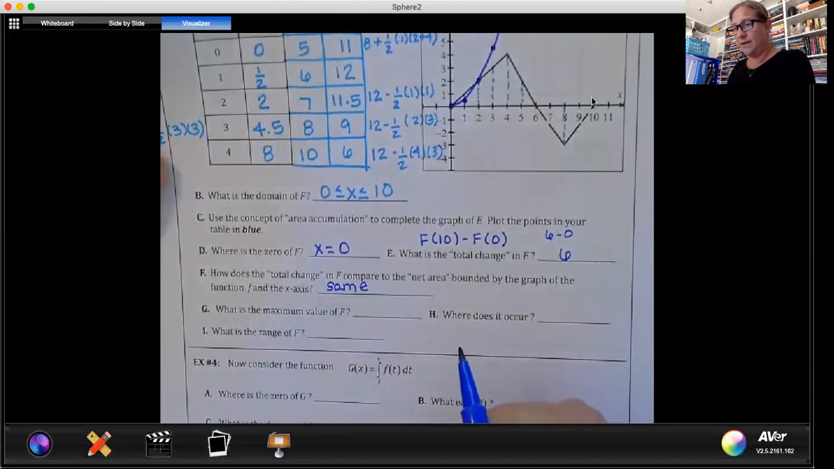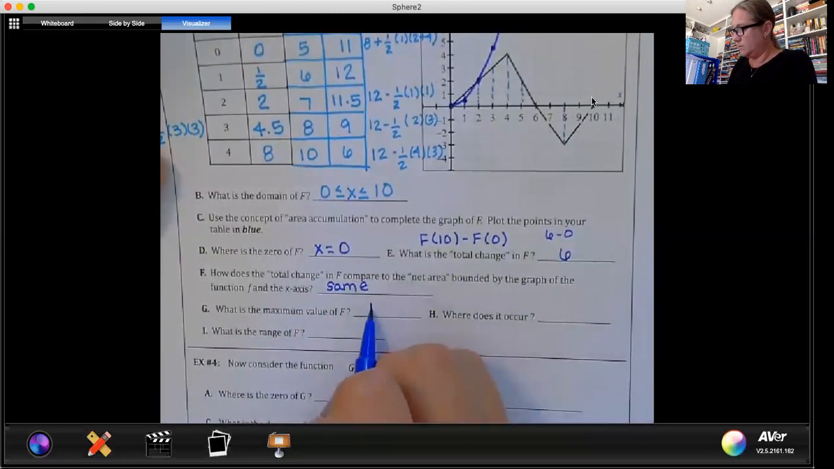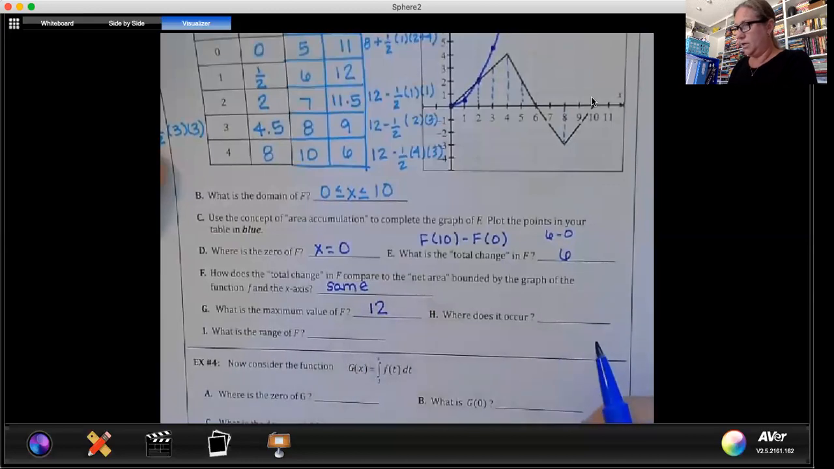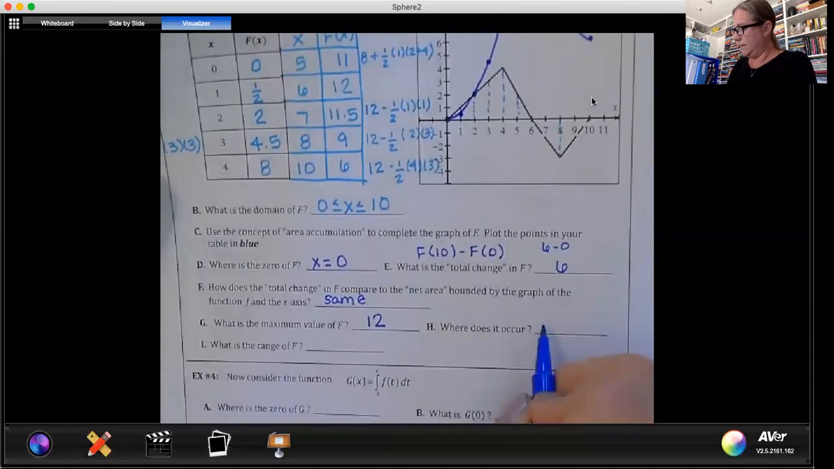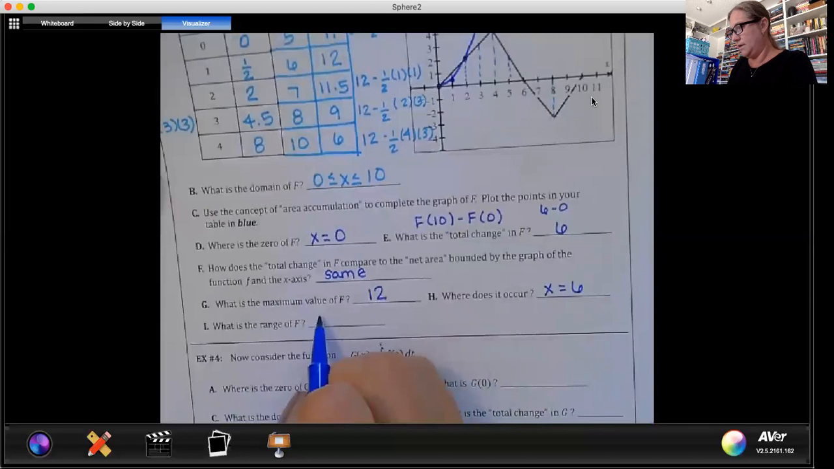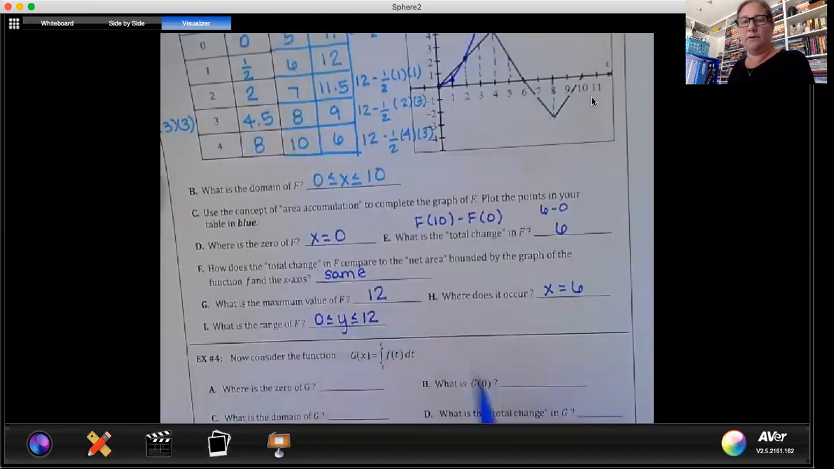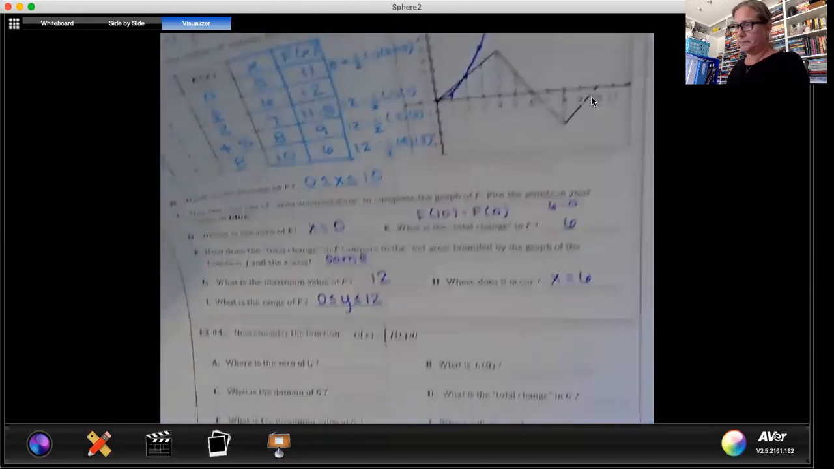What is the maximum value of f? Your largest value is 12. And this occurs at the point 6, 12, so at x equals 6. And what is the range of f? The smallest value to the largest value is 0 to 12.